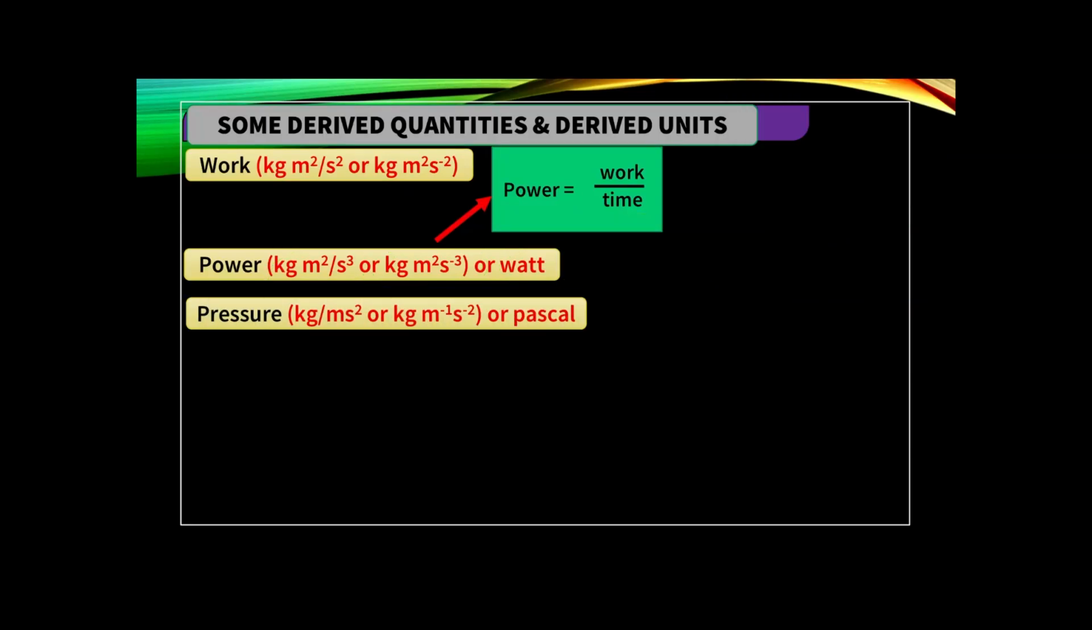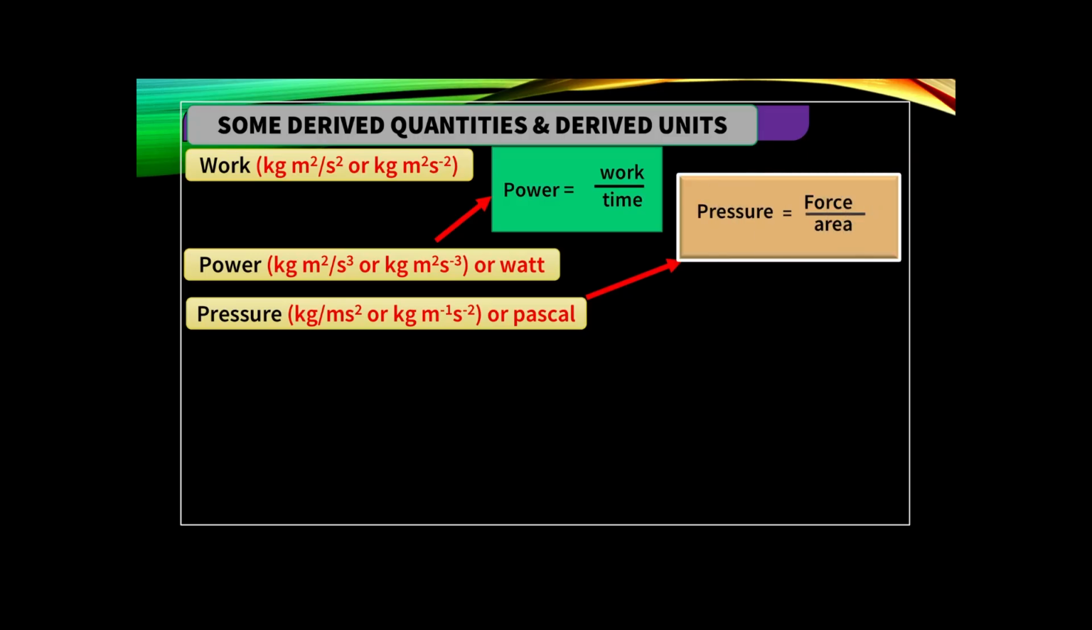Now, pressure. You need to know the equation for pressure, which is force divided by area. Force, you remember, is kg m s^-2, which we derived a couple of minutes before. Divided by area. Remember, area is length times width. Length we measure in meter. Width also we measure in meter. So what is the unit of area? m². So pressure has the unit force divided by m².